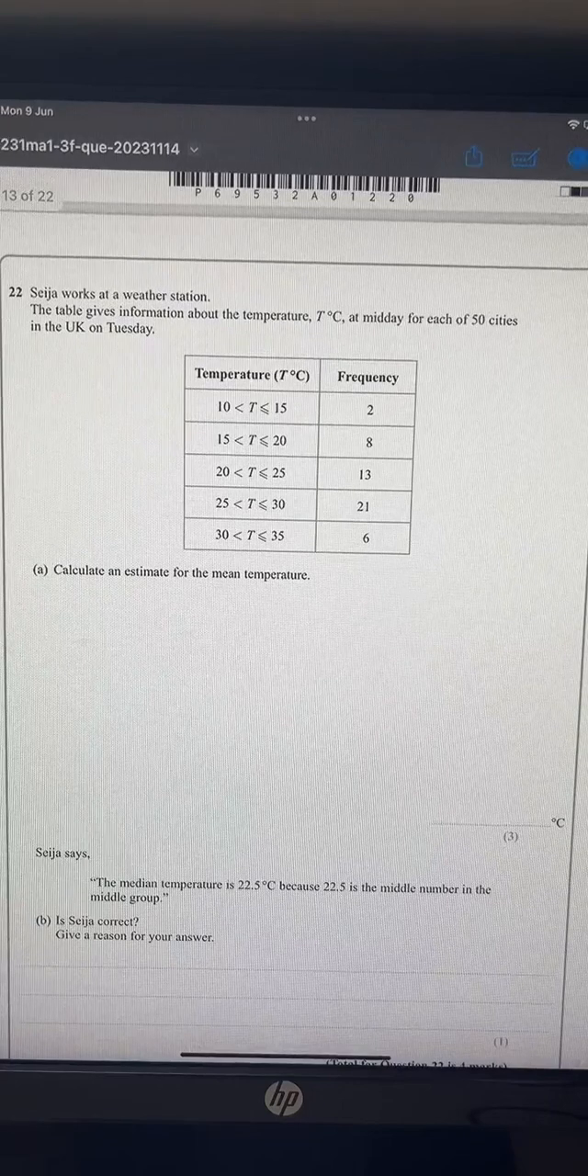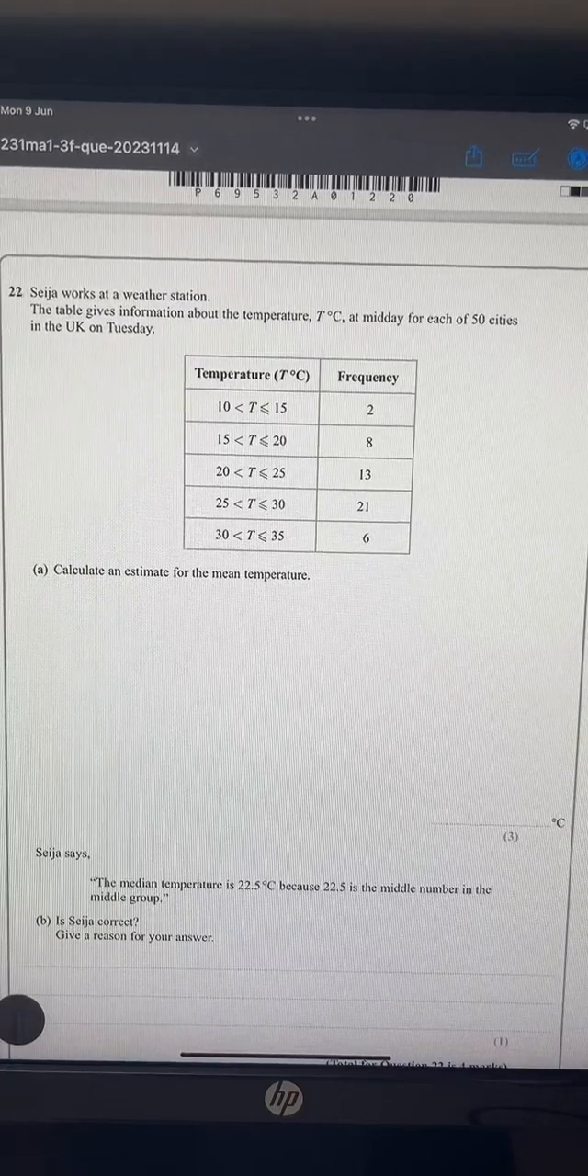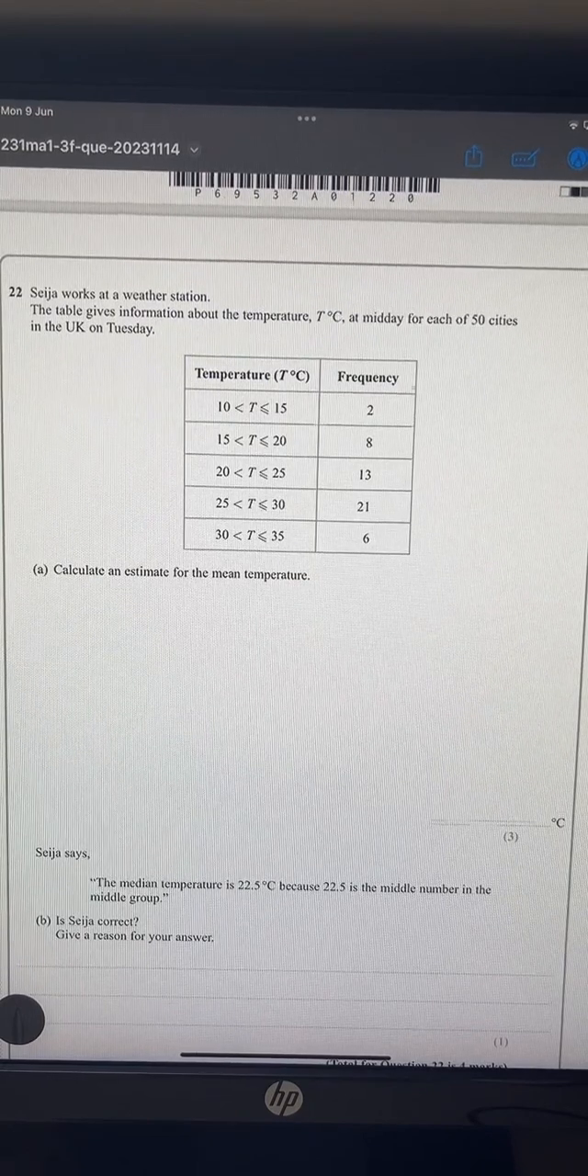I know I said I'll only do a few more, but let's just keep going. Seija works at a weather station. The table gives information about the temperature T degrees Celsius at midday for each of 50 cities in the UK on Tuesday. Well, that's tomorrow, so I don't know how they're predicting that. Calculate an estimate for the mean temperature. So we need to find the mean. I'm not going to lie, I kind of hated these types of questions, but let's just work on it, all right?